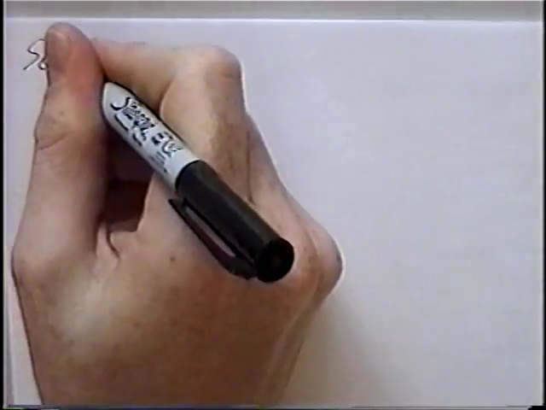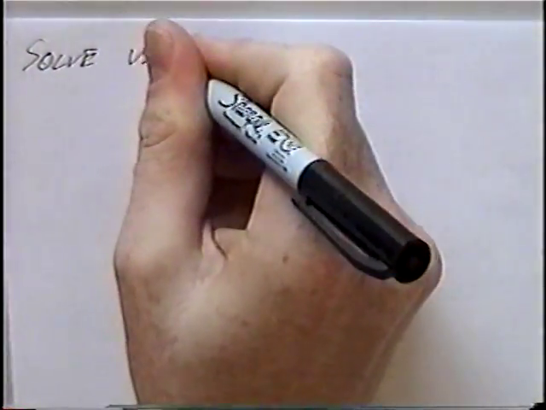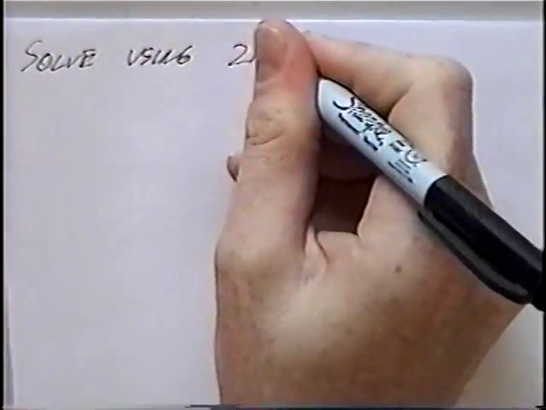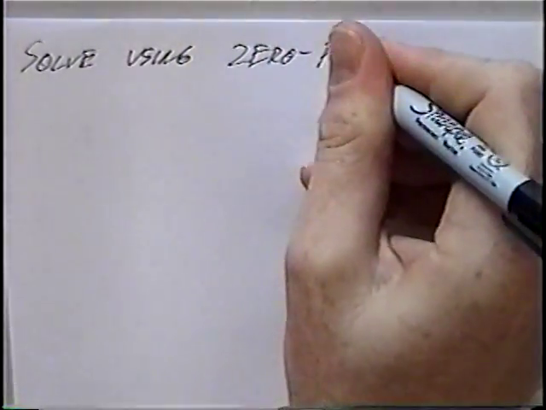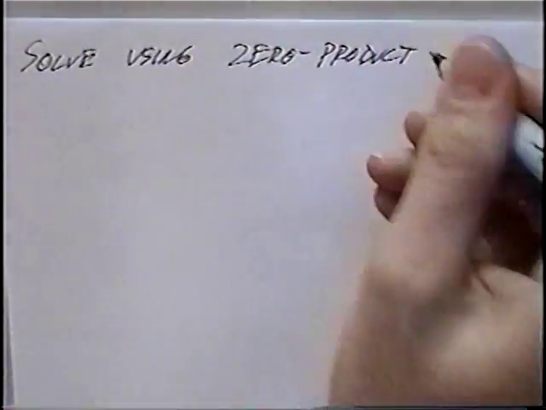Next section today is titled Solve using zero product property.